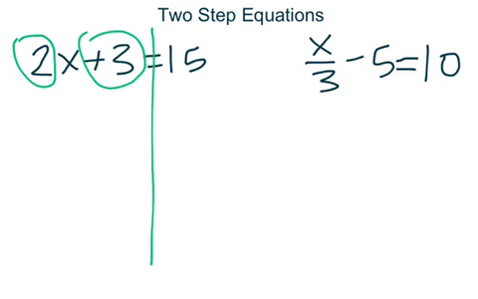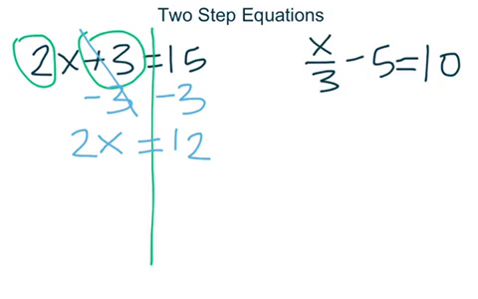I'm going to start by getting rid of the plus 3. And again, the opposite or the inverse of plus would be minus. So I'm going to subtract 3 from both sides. 3 minus 3 is 0. So now I have 2x left over here. And 15 minus 3 gives me 12.